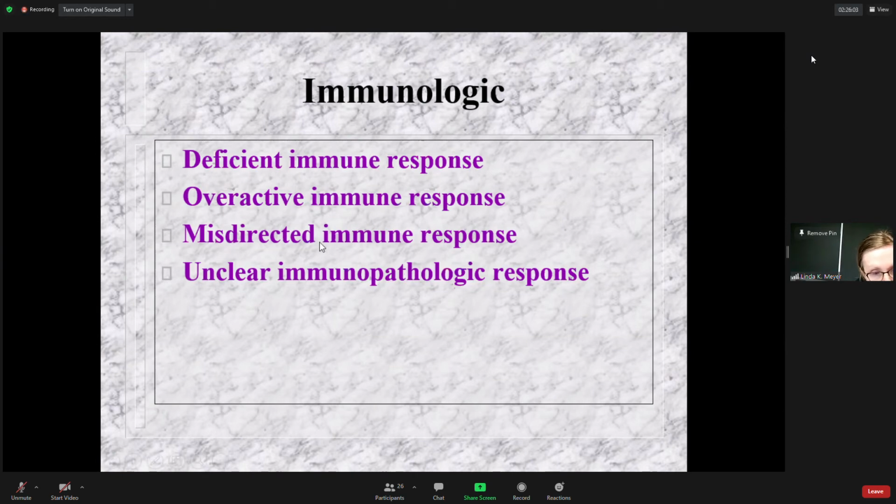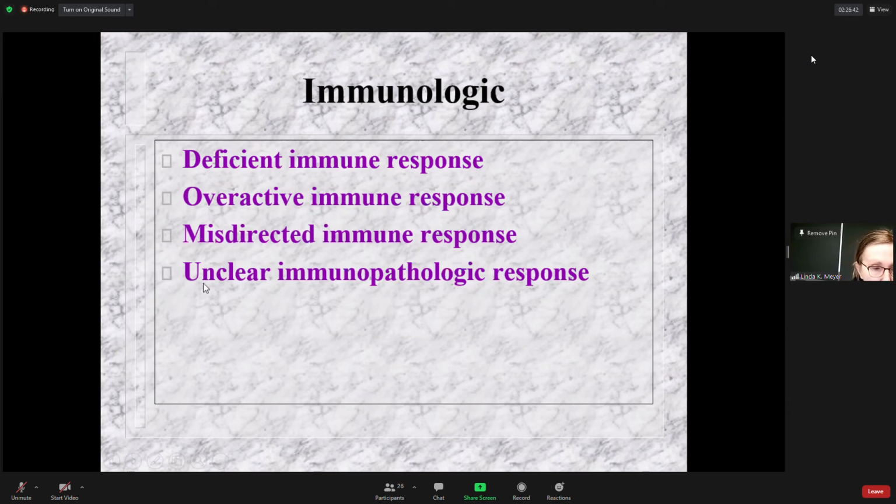A misdirected immune response is one in which the immune system attacks our own tissues. These are the autoimmune diseases. And unfortunately, there are many different autoimmune diseases in our body, and many of them have oral manifestations. For example, lupus. The long name for it is lupus erythematosus, is an example of an autoimmune disease which may have oral manifestations.